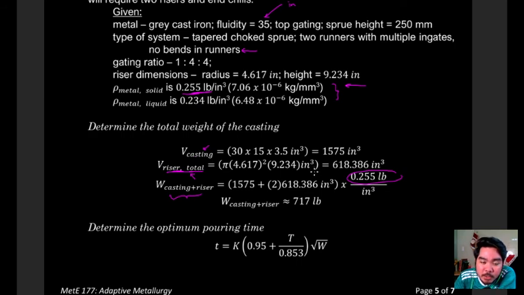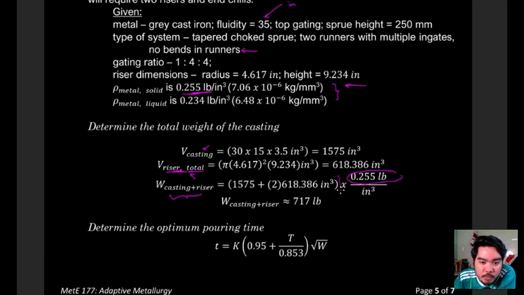assumption, because we know that the gating system as compared to the riser and the total casting is insignificant, no? So negligible siya as compared to these two values. So kaya okay lang gawin natin to. So we have riser plus the volume of the casting.